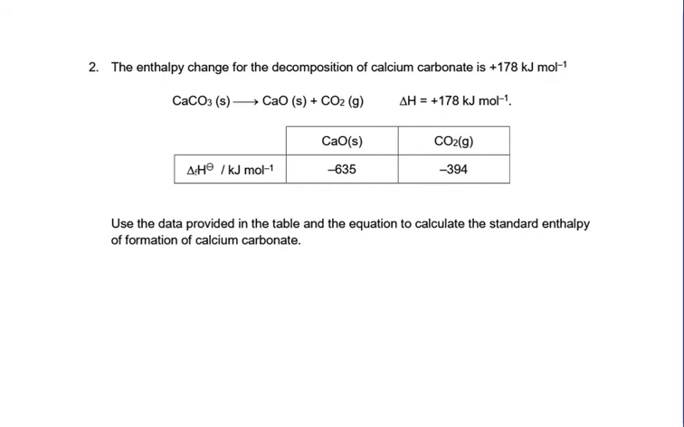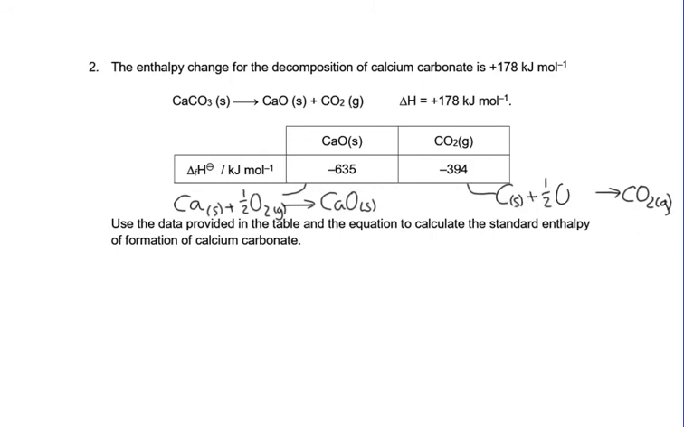So our final example's a tiny little bit different because we've been given a value for an enthalpy change here, just a regular thermal decomposition one here. This value here is for forming calcium oxide from 1 calcium and a half an O2 gas. And this value here is for forming a CO2 from a C and a half an O2 gas. Okay, so these are the values that we've got.